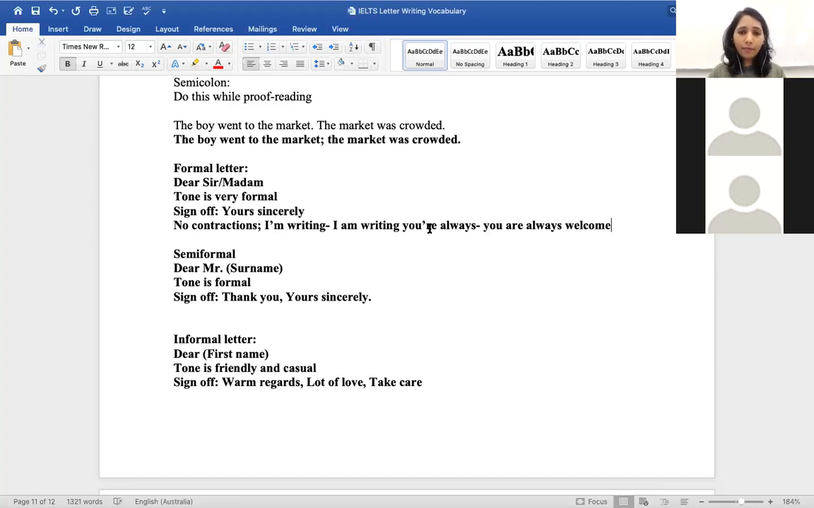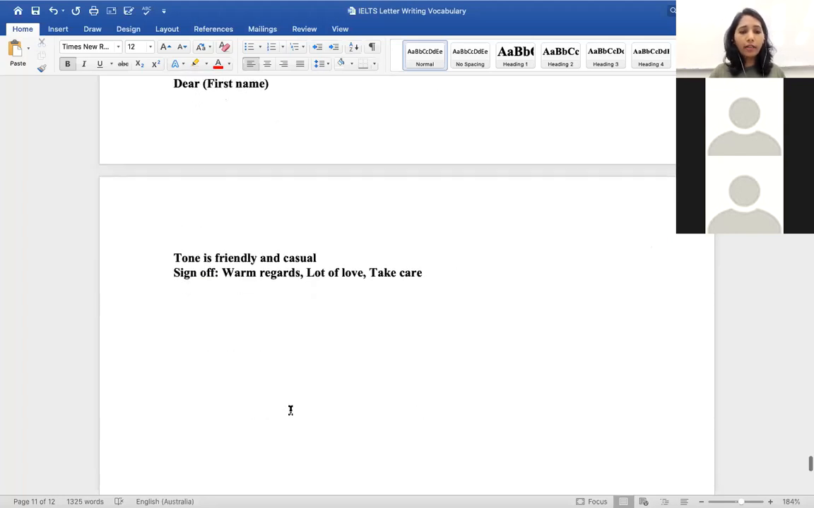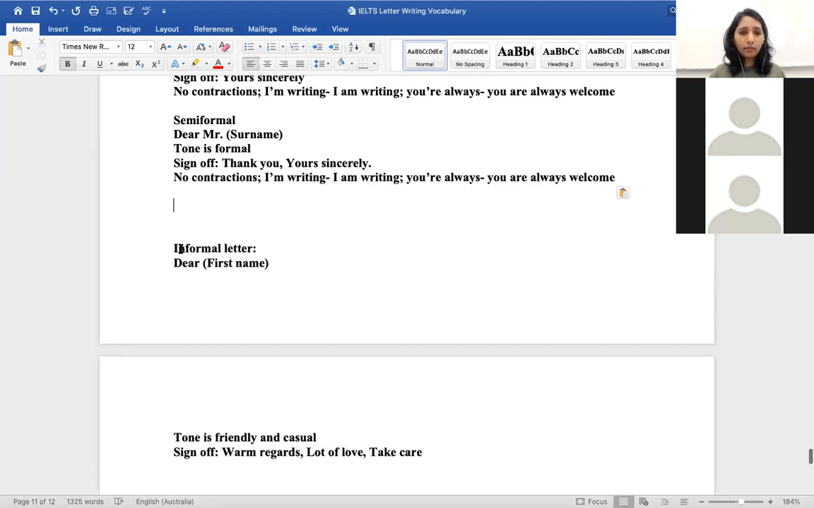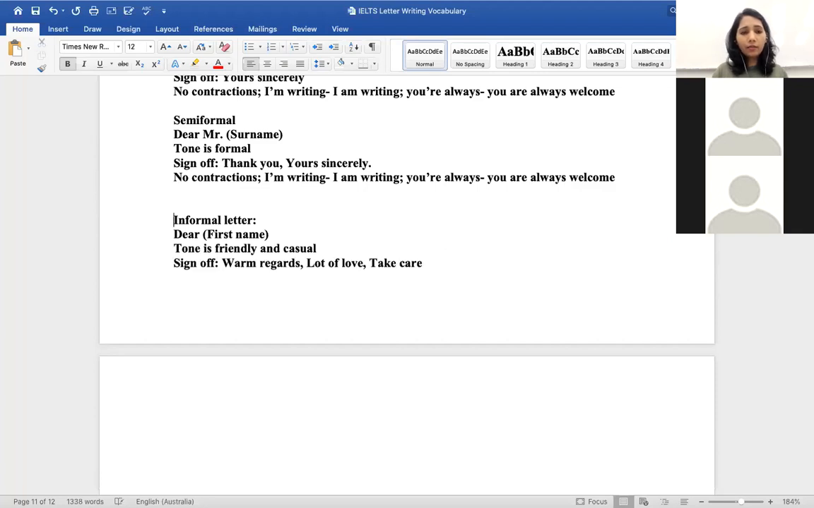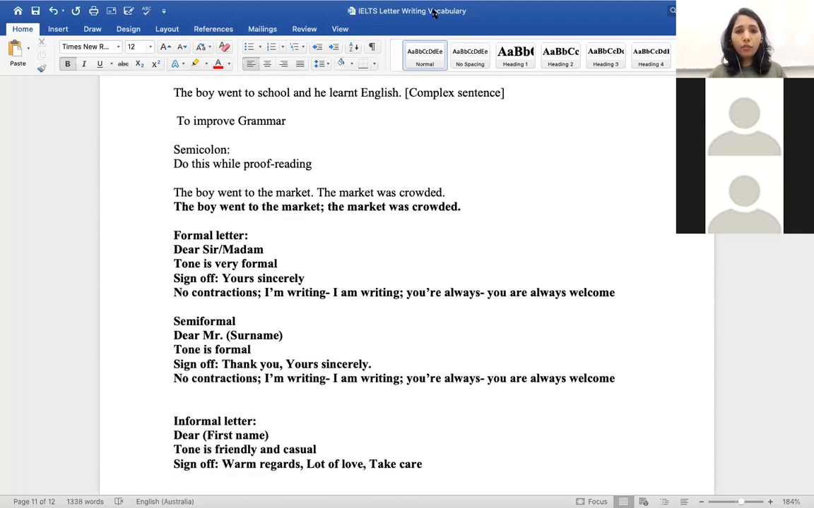Is this clear? Yeah, but for the informal we can. For informal, you can use contractions. So none of the formal letters, be it formal or semi-formal, will contain contractions. Here you can use contractions. Any doubts? No. Okay, so we'll move on.